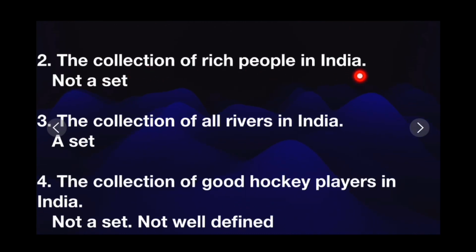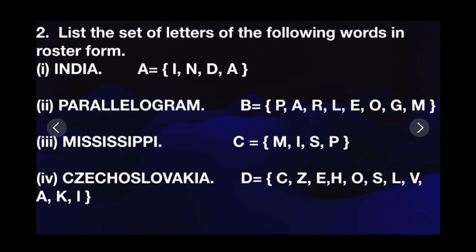The collection of rich people in India. Rich people, it is not a well defined term, so we cannot list it, so it is not a set. The collection of all rivers in India, yes, this is a set because all rivers are well defined, we know their names, we can list it out, so it is a set. The collection of good hockey players in India, again good hockey players is not a well defined term, so this is not a set.